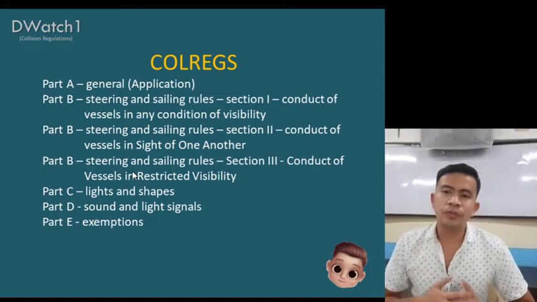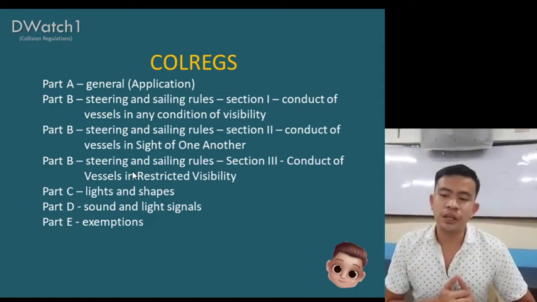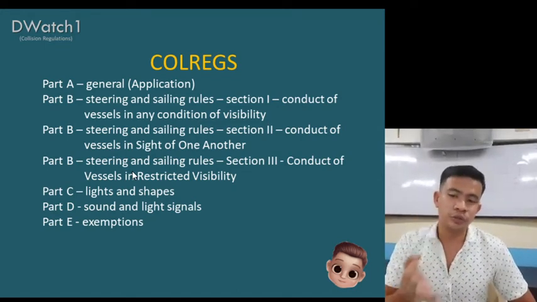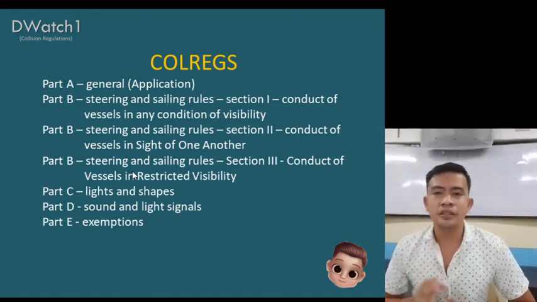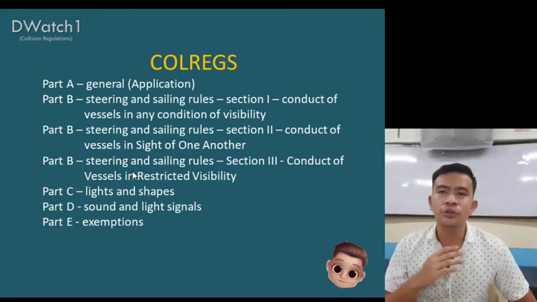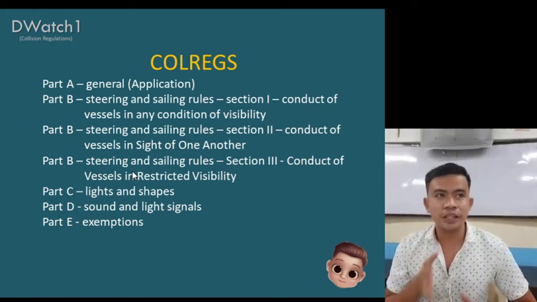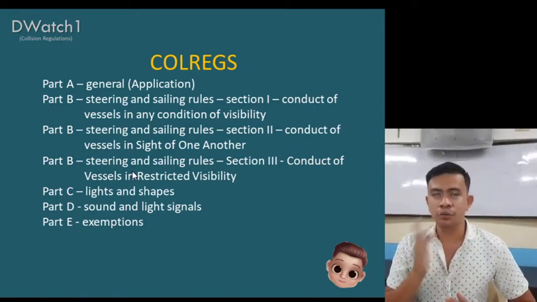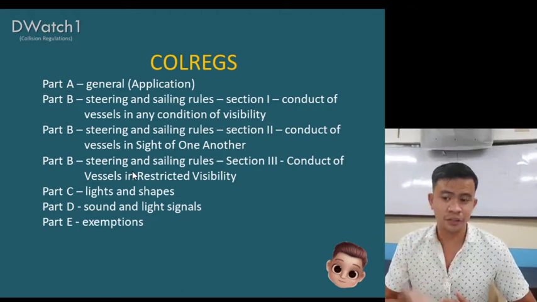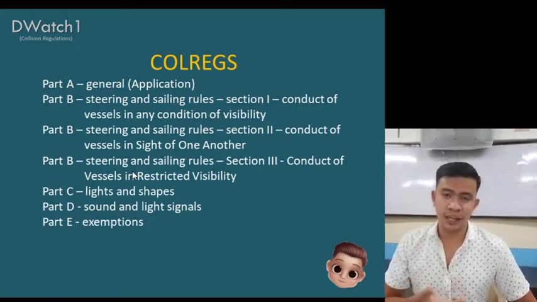Our Part B, which is about steering and sailing rules, has three sections: Section 1, Section 2, and Section 3. These steering and sailing rules will discuss what you will do in case, for example, there are two ships involved: what are your maneuvers, what are the things that you need to do. So that is our Part B.